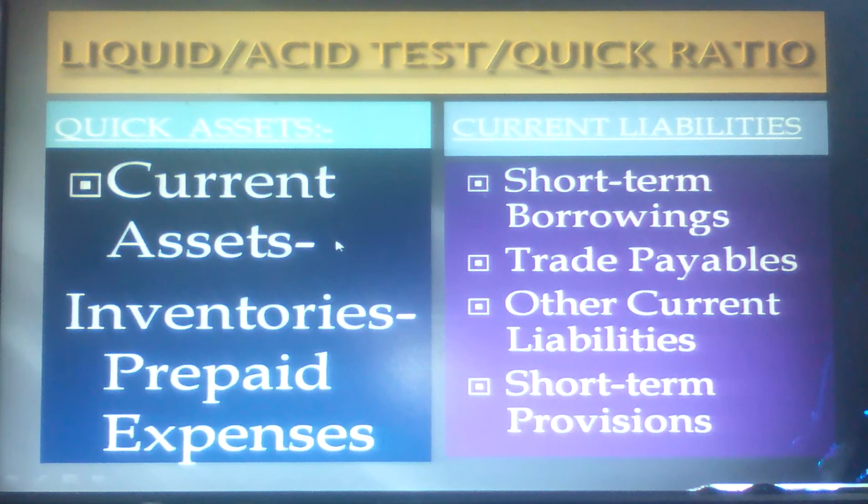Here, what is the meaning of quick assets? From the current assets, whose items you already know, you have to deduct inventories and prepaid expenses, correct? That's your quick assets. Current liabilities, you know already: short-term borrowings, trade payables, other current liabilities and short-term provisions. So once again, quick assets are current assets minus inventories minus prepaid expenses.